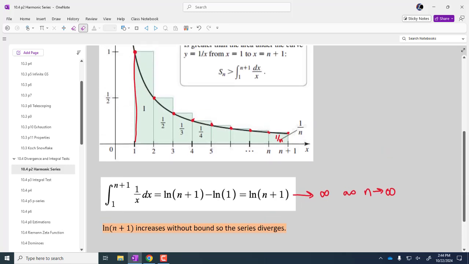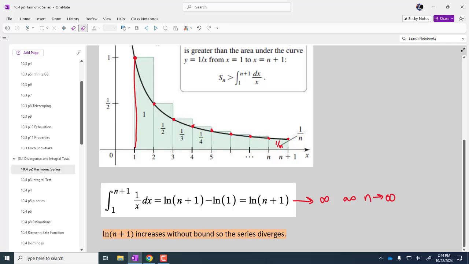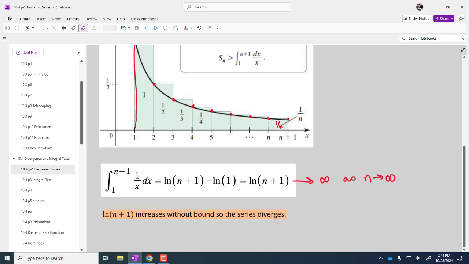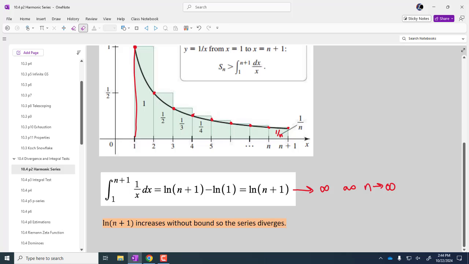And S sub n is bigger than it. So if S sub n is bigger than this, and this goes to infinity, then S sub n also goes to infinity, so the series must diverge. So that is the proof that the harmonic series actually diverges, even though its improper integral doesn't.